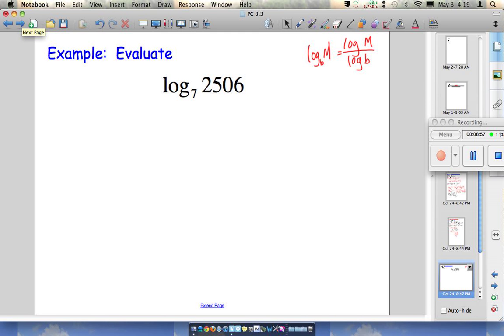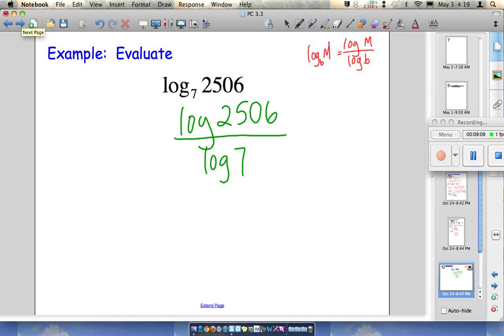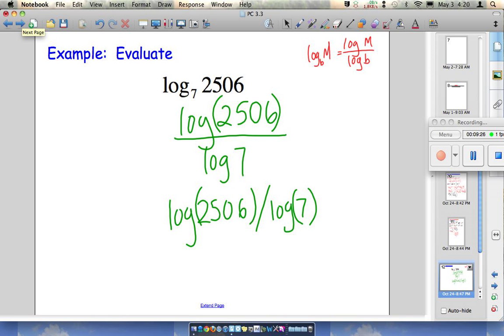So let's see, for this one, that means I'm going to do log of 2,506 divided by log of 7. So find the log key on your calculator, you'll punch in the top, make sure that you close the parentheses, and then you'll divide it by the bottom. So log of 2,506 divided by, of course that's in parentheses, log of 7. And that's how you'll find your exact value for every single log that's not in base 10. So in this case, it looks like my calculator tells me that this is about 4.02.